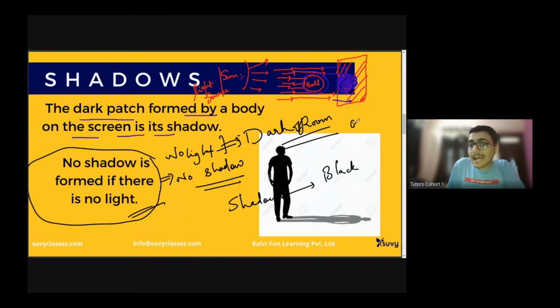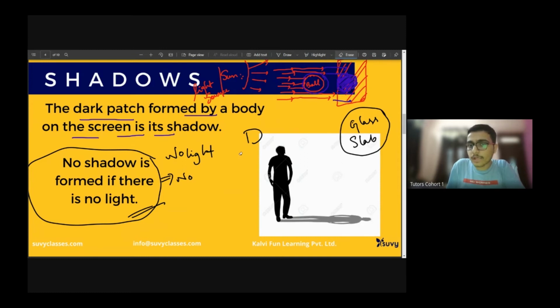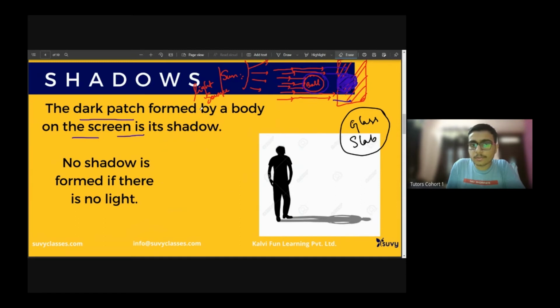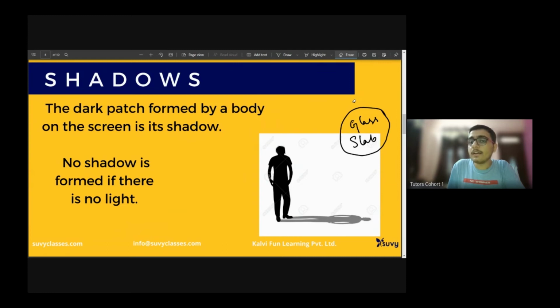Will a glass slab form a shadow? What do you say? Will a glass slab form a shadow? Hello children, am I audible? I guess there is a network issue now. Let me just check it. Am I audible? I was just asking, will a glass slab form a shadow or not?